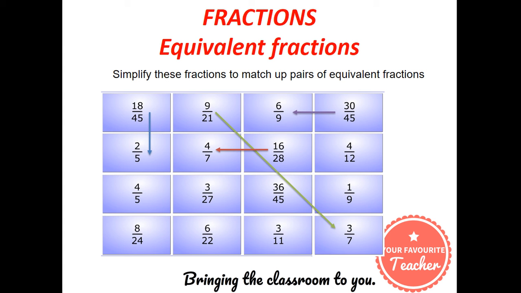16 over 28, 4 over 7. 36 over 45 can be 4 over 5. 3 over 27 is the same thing as 1 over 9. 8 over 24 is 4 over 12. And finally, 6 over 22 is 3 over 11. So those are our matched up pairs.